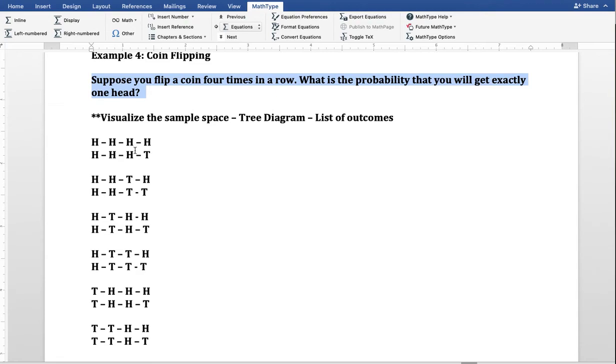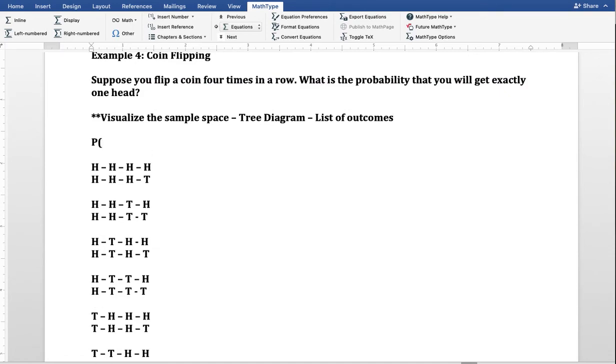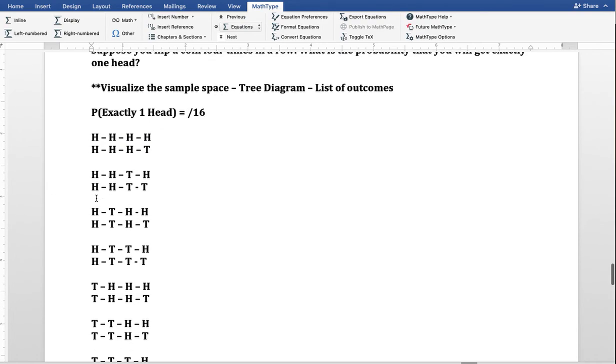The probability we wanted. Suppose you flip a coin 4 times. What is the probability that you would get exactly one head? Well, our probability of one head, exactly one head, it's the number of heads out of the total. So the total, we're going to be out of 16 different ways to do this. How many of these in the list have exactly one head?